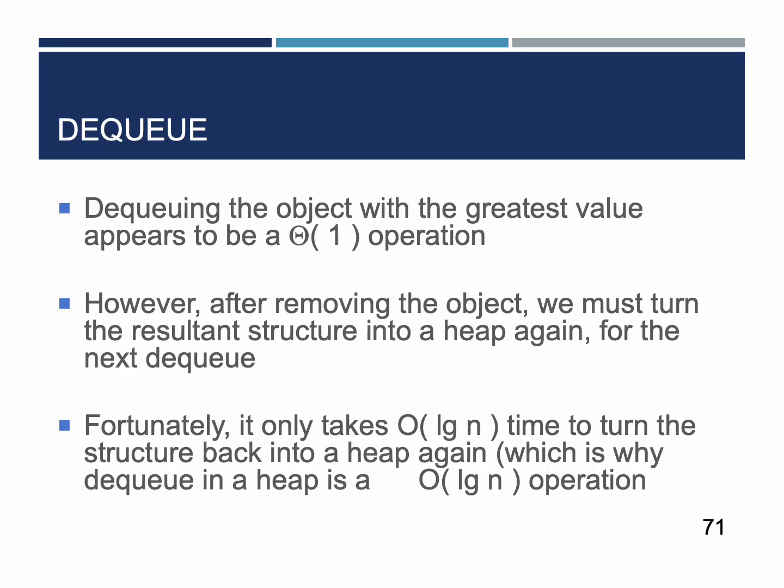Okay, now dequeue. Dequeuing the object with the greatest value appears to be a theta 1 operation. However, after removing the object, we must turn the resultant structure into a heap again for the next dequeue. Fortunately, it only takes big O log n time to turn the structure back into a heap again, which is why dequeue in a heap is a big O log n operation.